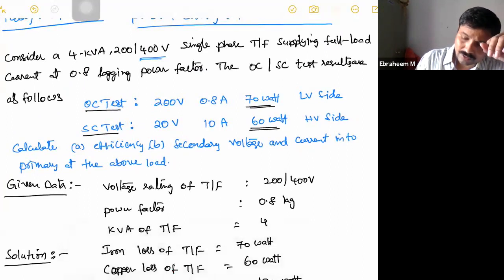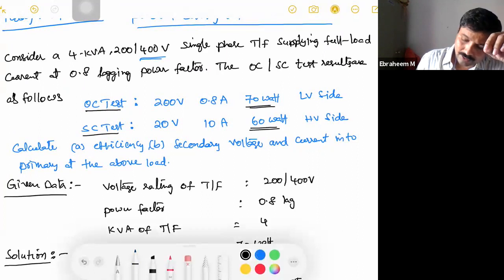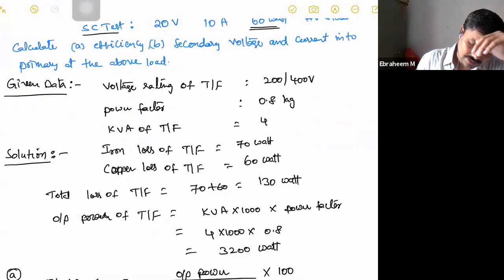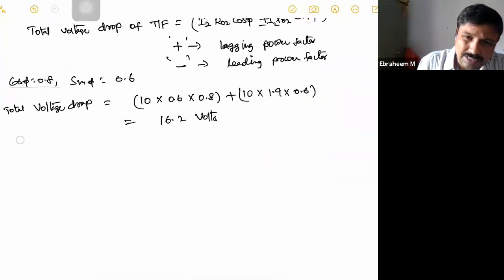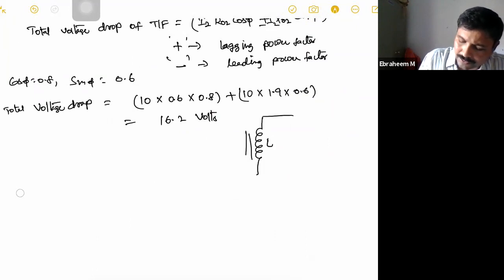So when you apply a load of 10 amperes on the transformer with a power factor of 0.8, it will cause a voltage drop in the windings. Okay, that means you have a transformer secondary, so induced EMF E2 is there. This is the total voltage induced from the primary.